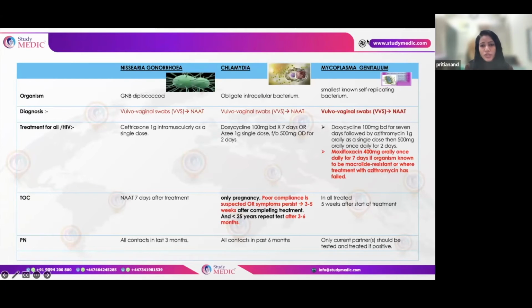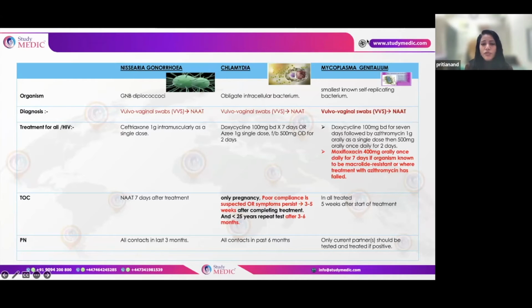chlamydia treatment is doxycycline, and for mycoplasma, please remember, doxycycline for 7 days followed by azithromycin for 3 days is the treatment. But if the patient is macrolide resistant, then the patient needs to be given moxifloxacin for 7 days. It has changed from 10 days to 7 days in the new 2023 guideline. So do remember moxifloxacin for uncomplicated mycoplasma, it is 400 once daily for 7 days. That is a new addition in the 2023 guideline.